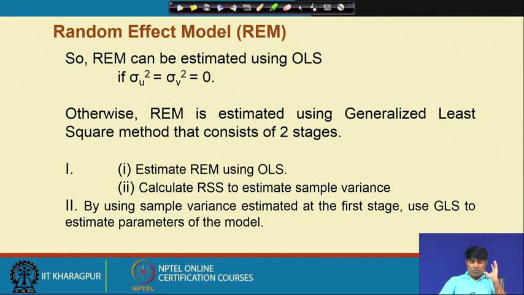That is with respect to a two stage process. The first step is to estimate the random effect model using the simple OLS technique, and then calculate RSS to estimate the sample variance. Then, using the sample variance estimated at the first stage, use GLS to estimate the parameters of the model. That is the structure of the random effect model, where the error variances of the cross sectional units and time units are not the same, and they are not equal to 0. In that case, we can use GLS, and by default GLS follows the two step process: the first step is the application of OLS, and the second stage is the application of GLS.